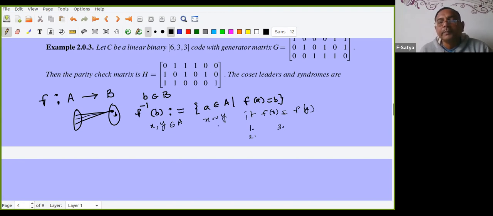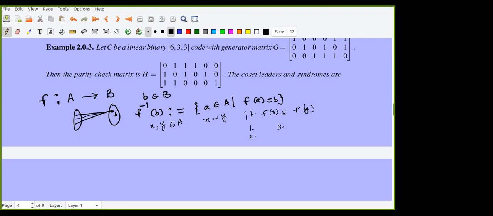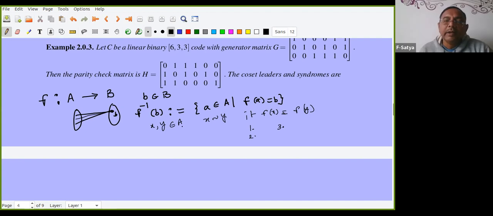On which set? Equivalence relation on which set? On A. So what will an equivalence relation do? It partitions the set. What are the partitions we'll get? Exactly this. How can we write A now? Is that why it is partitioning?